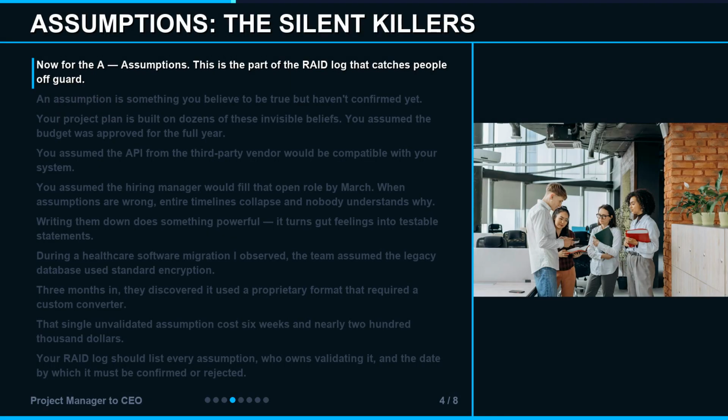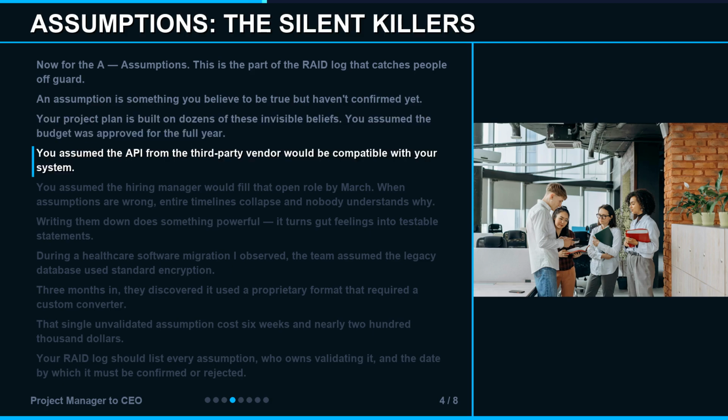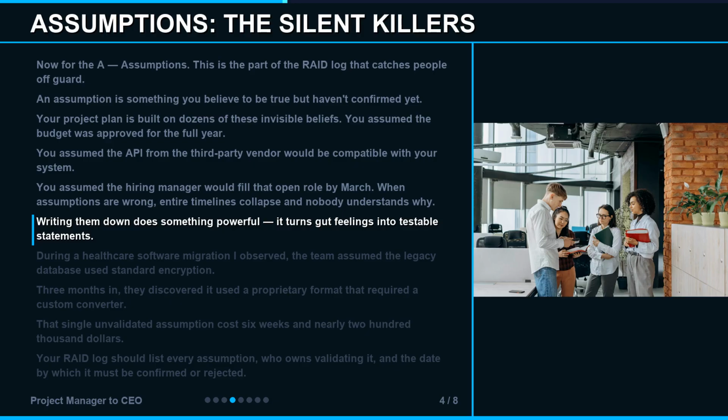Now for the A, assumptions. This is the part of the RAID log that catches people off guard. An assumption is something you believe to be true but haven't confirmed yet. Your project plan is built on dozens of these invisible beliefs. You assumed the budget was approved for the full year. You assumed the API from the third-party vendor would be compatible with your system. You assumed the hiring manager would fill that open role by March. When assumptions are wrong, entire timelines collapse and nobody understands why. Writing them down does something powerful: it turns gut feelings into testable statements.